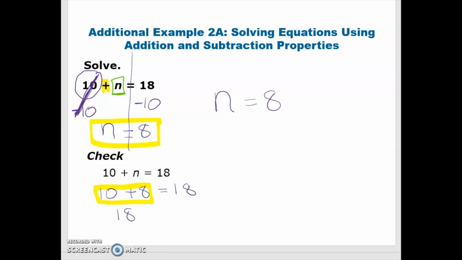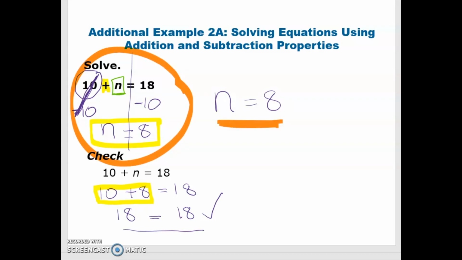10 plus 8 is 18. I take my Post-it off. Okay, I needed to get 18. So as long as both sides match, then you know you solved correctly. But again, I want to emphasize we must show all of these steps. You must show the steps. I understand that they're not hard, that they take one step, that a lot of them you can do in your head. You still need to show your steps.